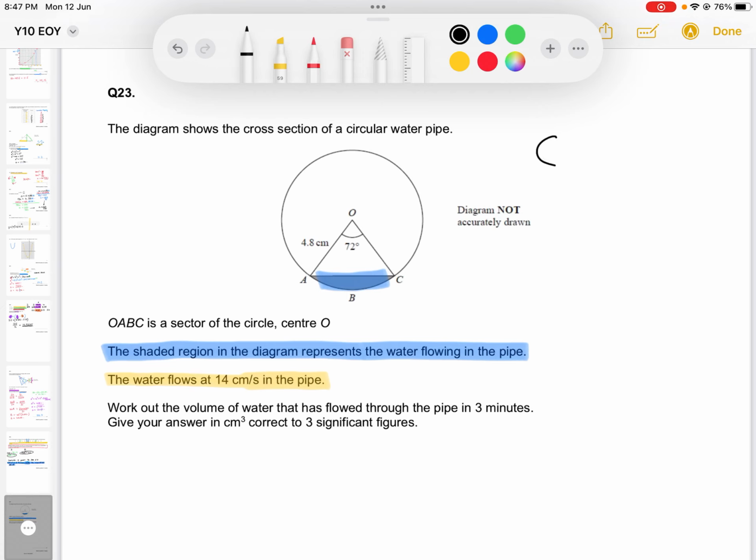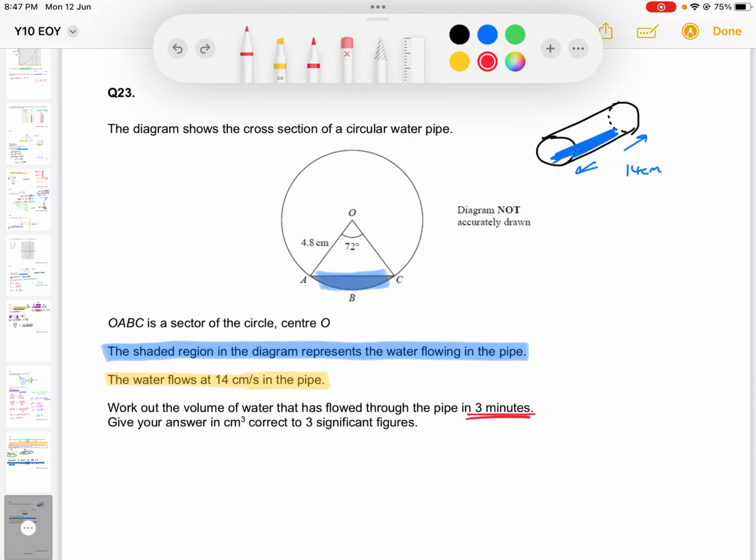So if I draw this pipe side on, every second, the amount of water that's flowed through this pipe would be 14 centimeters in length. We are then asked to find the volume of water that flows through the pipe in 3 minutes. So 14 centimeters would be the length of water, if you think of it like the length of this area here, which in turn creates a volume.